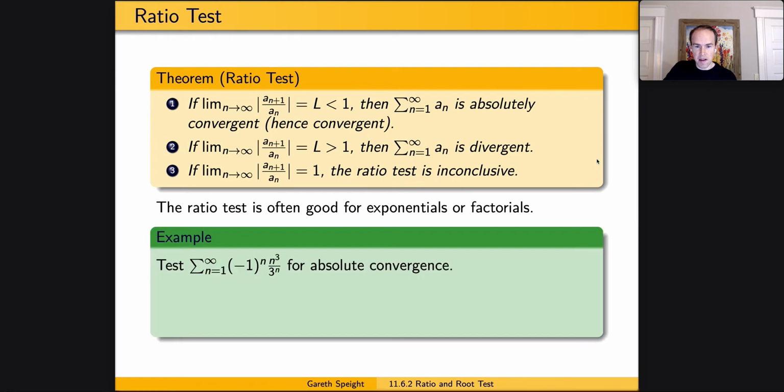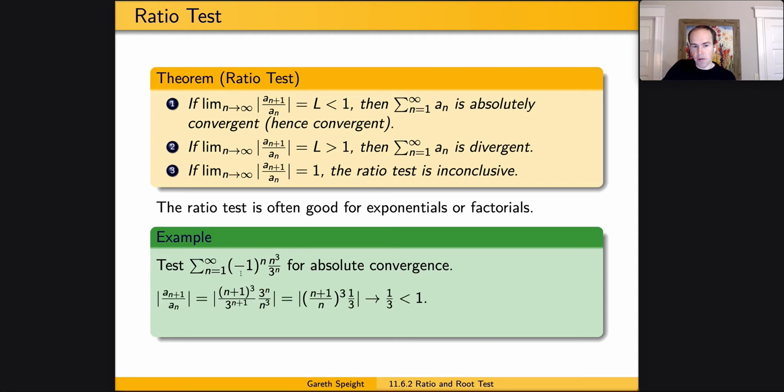Okay, so as I said before, this is good for exponentials or factorials. For instance, here is a typical example. Test the sum of (-1)^n n^3 divided by 3^n for absolute convergence. And we see we have some powers with the n^3 and the 3^n. So a_n, remember, is the thing we're summing. So then we have to do a_{n+1} divided by a_n.